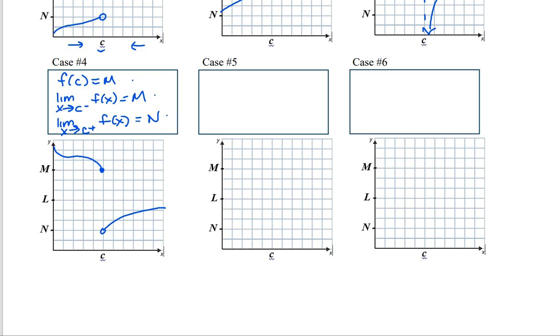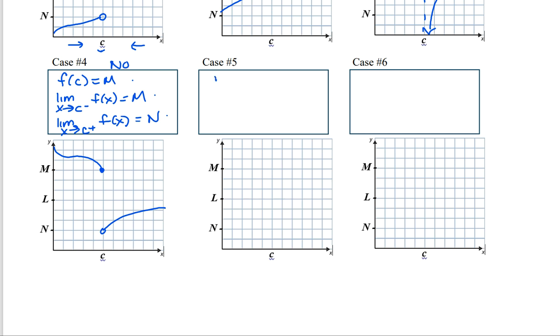I am back. Check your work, check your notation, check your graph. Is it continuous? No, not continuous again. All right, is it ever going to be continuous? Maybe. All right, fifth case, we've got f of c.